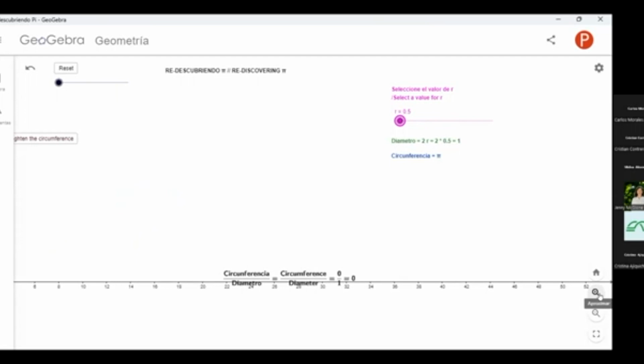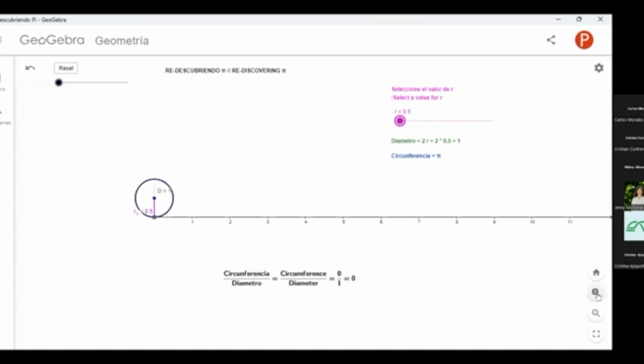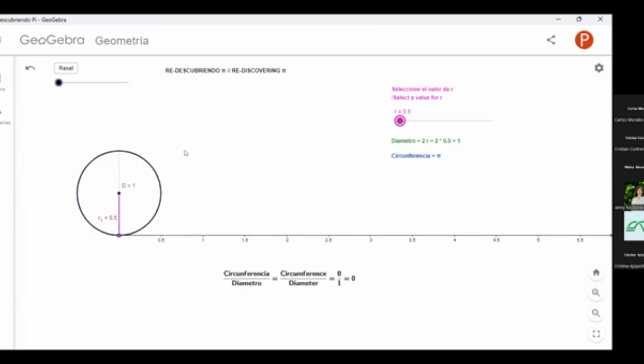I'm going to do it with a particular case. Where the radius is 0.5, the diameter is 1. So what happens in that case when I stretch it out? Oh, I made it too small. Hold on. There we go. What happens? It's going to be pi. So then we understand pi, like that relationship between how much is the contour of a circumference in respect to its diameter.